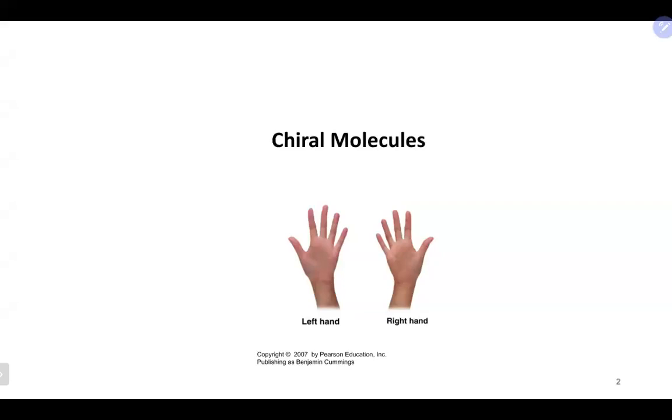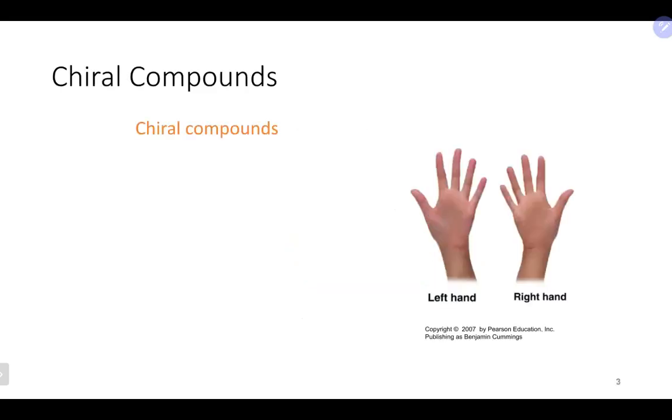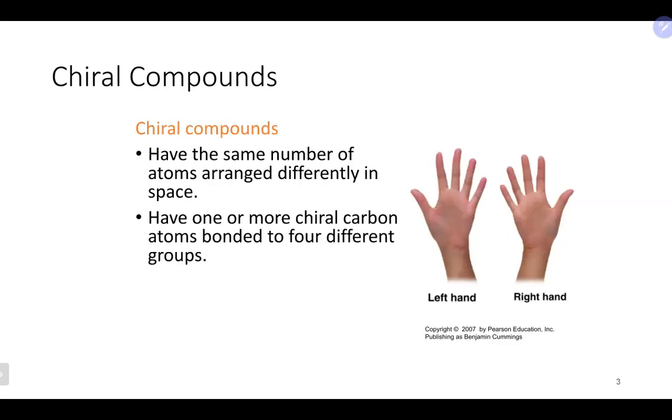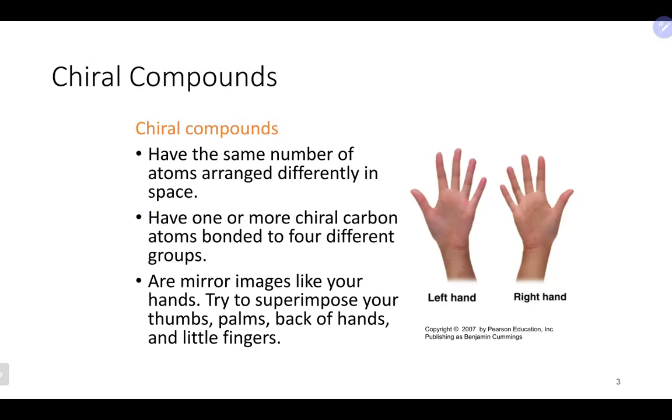All right. So the first thing we're going to talk about with carbohydrates is what is referred to as a chiral molecule. And a chiral molecule is basically a carbon atom that has 4 different groups attached to it. So a lot of times in carbohydrates, we look for what is referred to as the chiral carbon. And that would be a carbon atom that basically has 4 different groups attached to it.